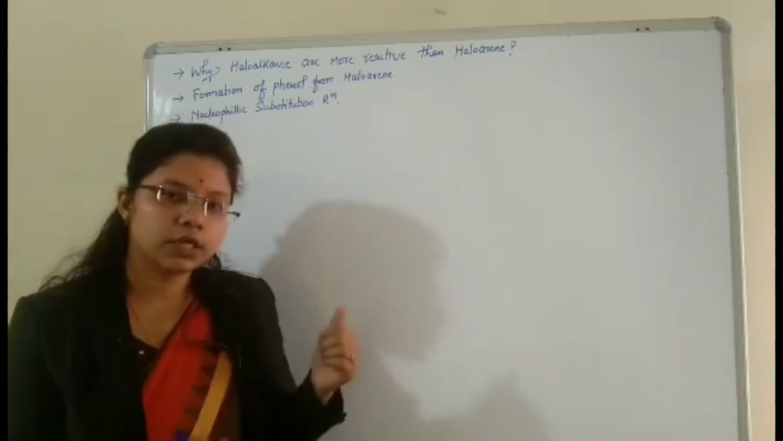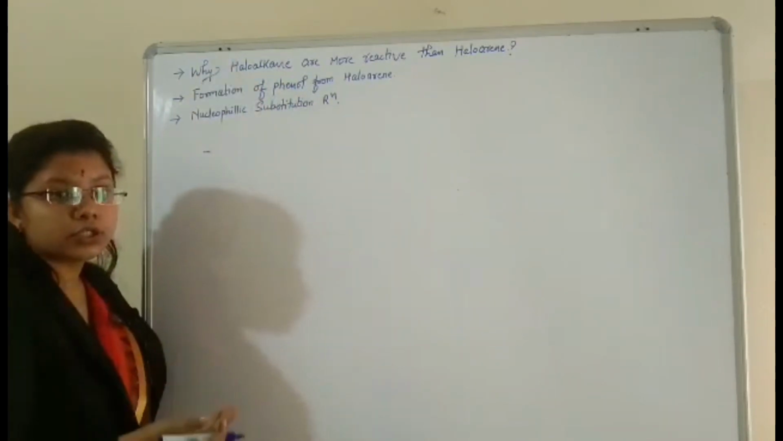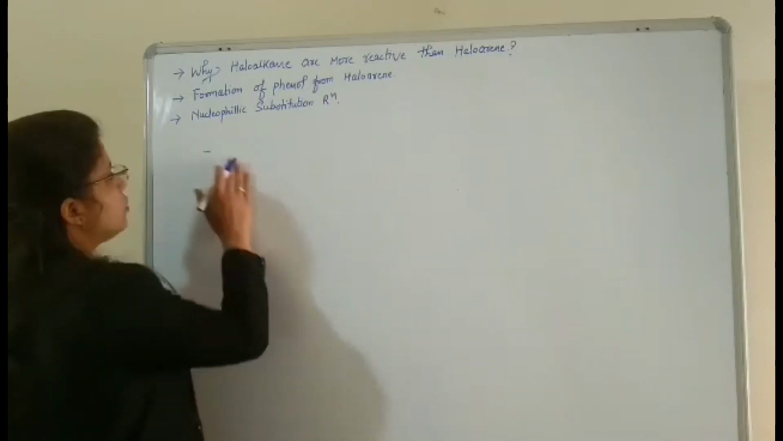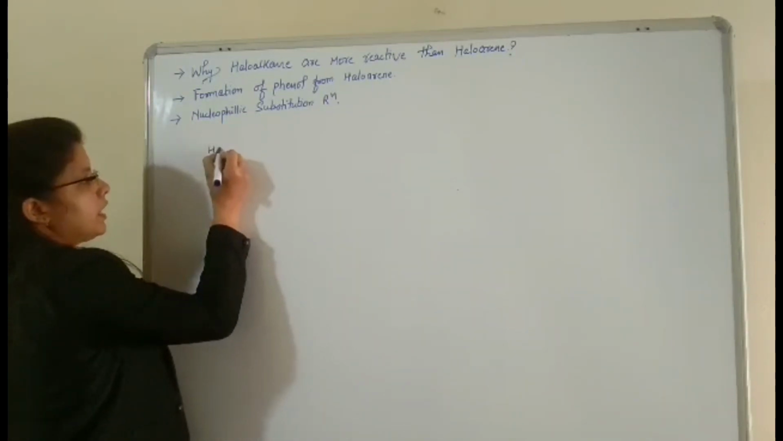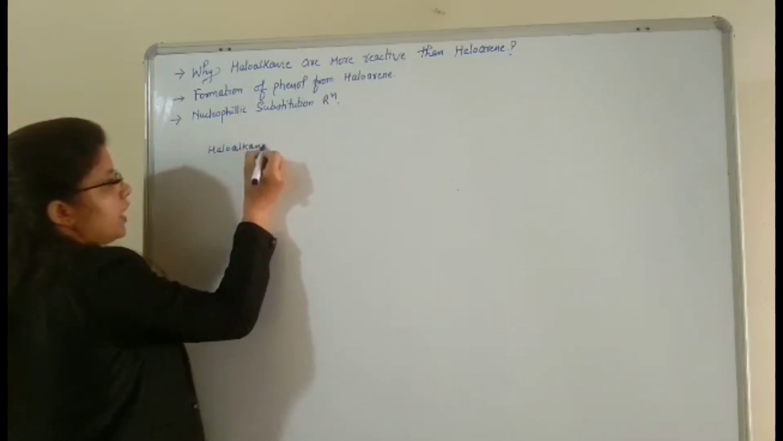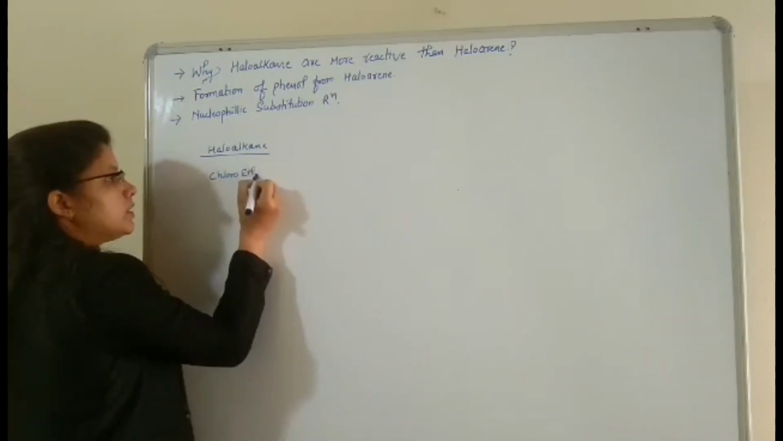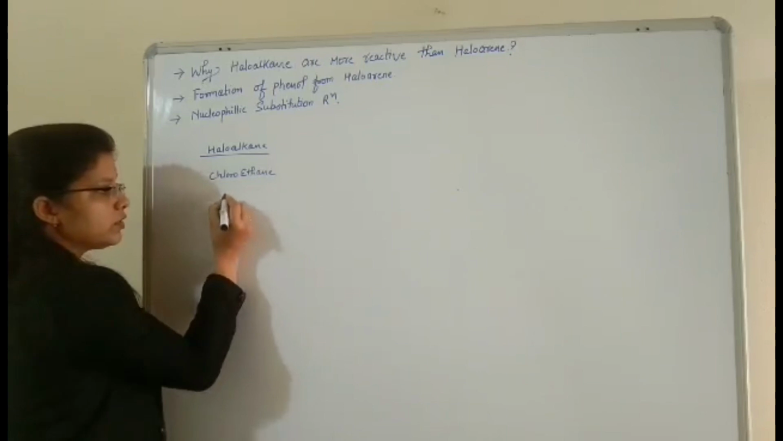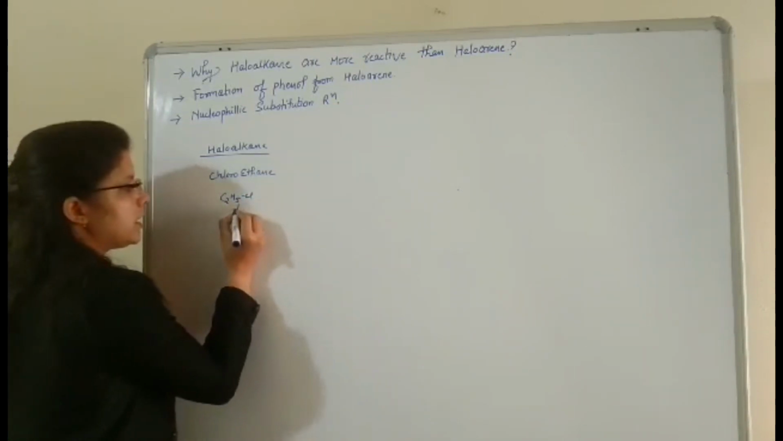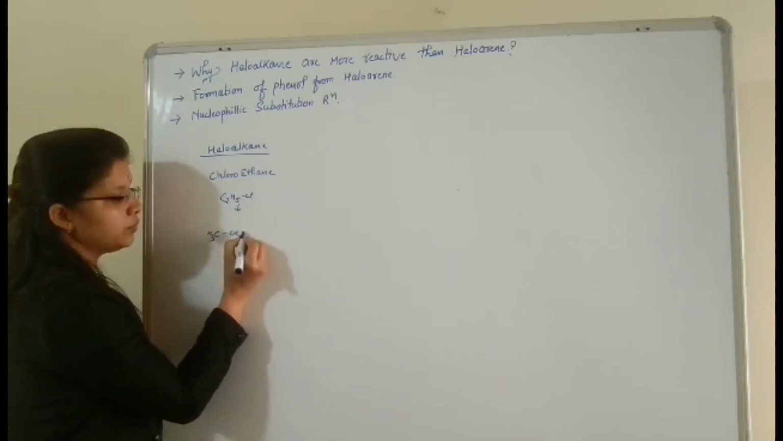So let's begin with the first topic. We should know the structure of haloalkanes and haloarenes before answering this question. If we take the example of a haloalkane, suppose I am taking a 2-carbon compound, chloroethane. What is the structure of chloroethane? This will be C2H5Cl. If I want to write it in expanded form, I can write CH3, then CH2 and Cl.